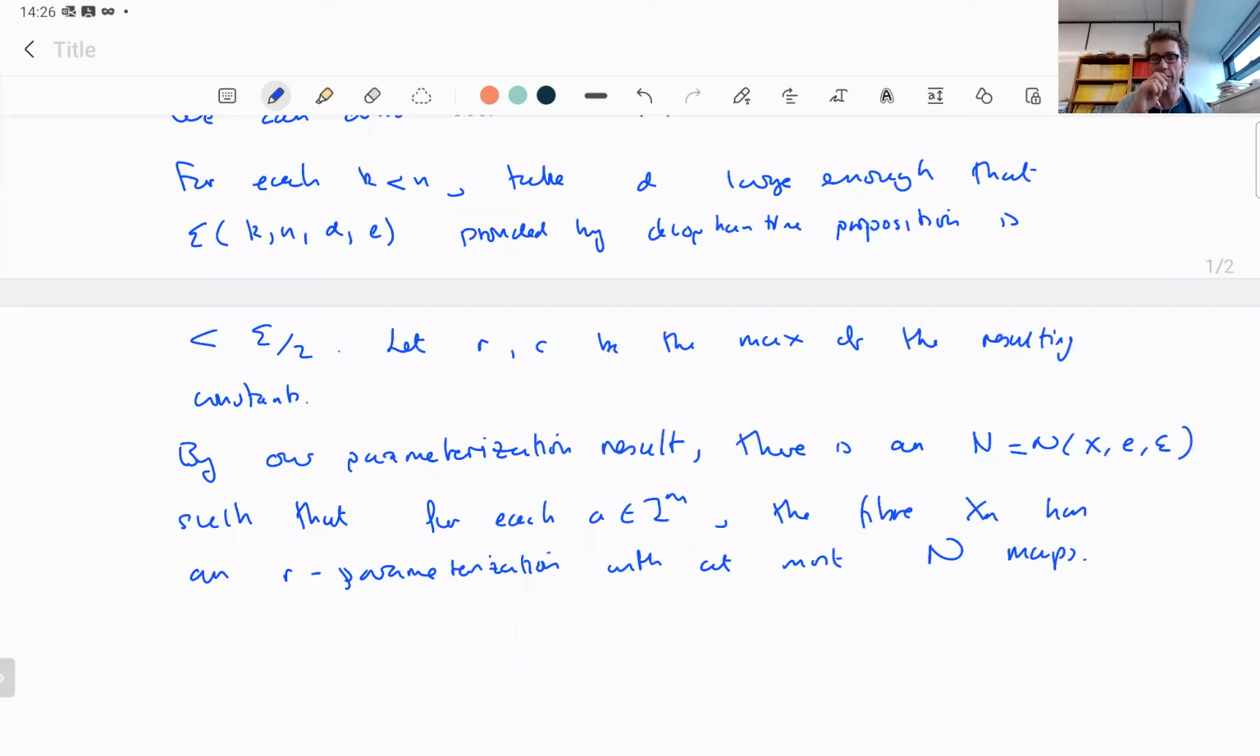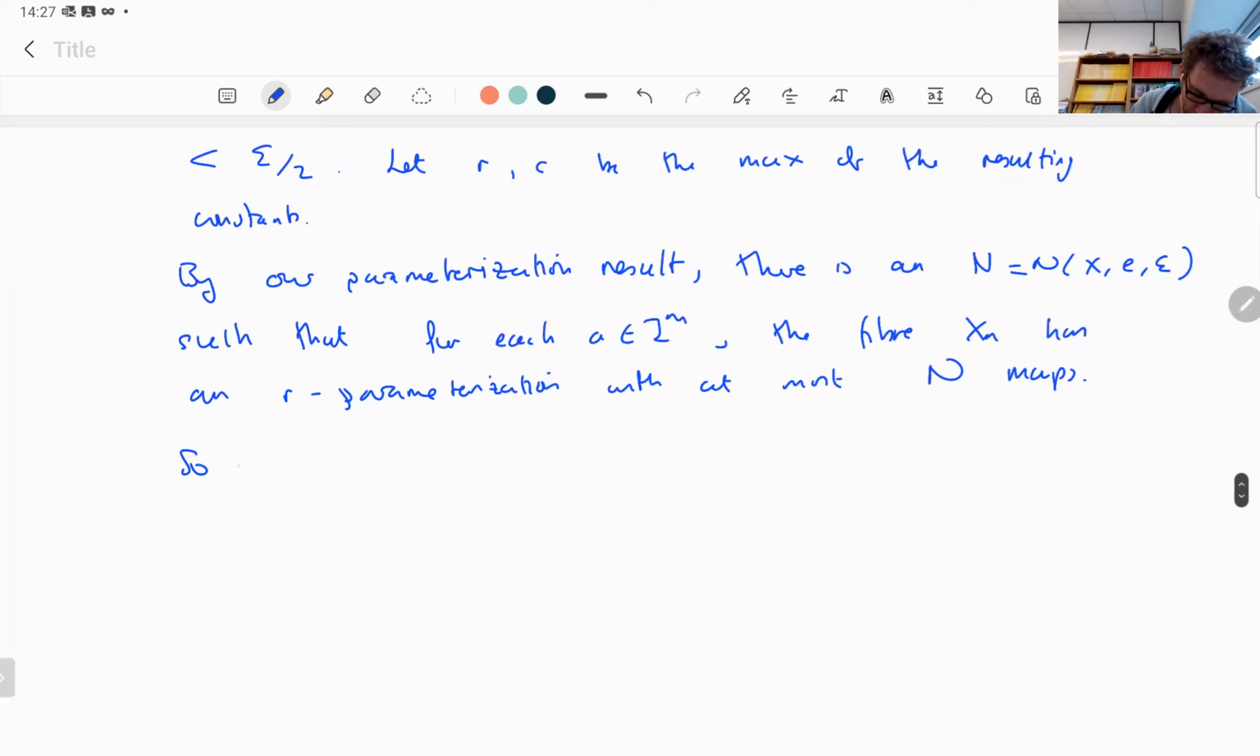So if I look at the image of one of those maps, then the Diophantine proposition tells me that the points of degree at most e and height at most H lie on c times H to the epsilon over 2 algebraic hypersurfaces. So then I put all those together and we get that the points of degree at most e and height at most H on the fiber lie on at most n times c times H to the epsilon over 2 algebraic hypersurfaces.